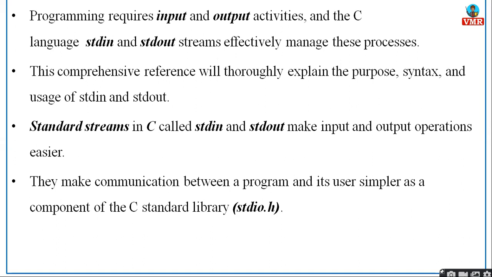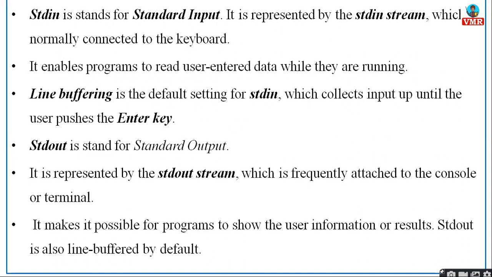They make communication between the program and user simpler as a component of C standard libraries. So your stdin and stdout are available in your stdio.h, where stdin is for your input, that is standard input, and stdout is nothing but your standard output. Both together are available in the stdio.h library or header file.